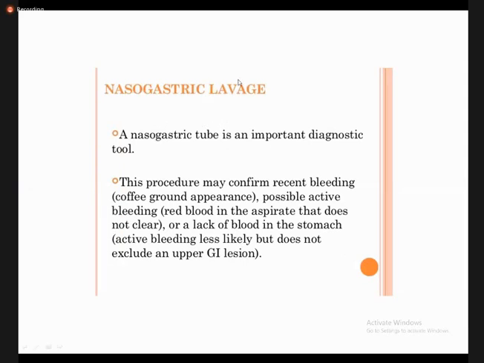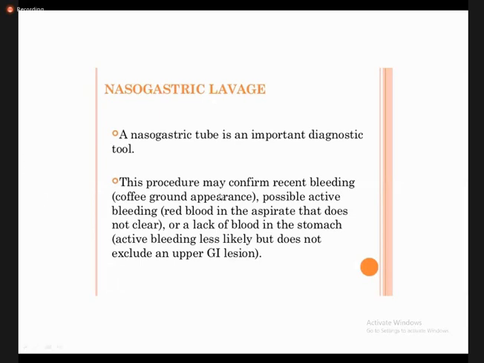NG lavage. NG lavage is passing a nasogastric tube and aspirating the blood. It is sometimes indicated and sometimes not. It is an important diagnostic tool, and it confirms a recent bleed. For example, if you are not sure whether it is coming from the stomach, or from the oral cavity, or from the lungs, we can pass the NG tube and aspirate.